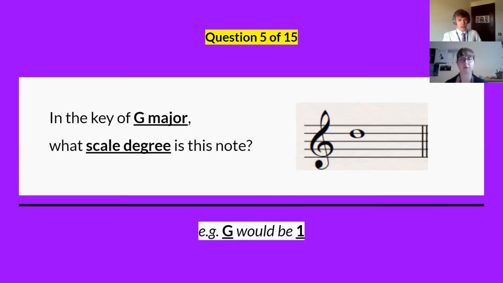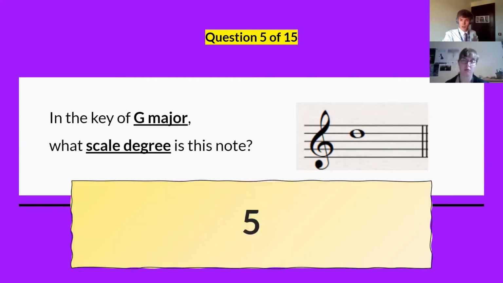Question number 5 was, in the key of G major, what scale degree is this note? Miss Morgan wrote this question and gave you a handy hint at the bottom, saying that G would be number 1. We can name our scale degrees just by using numbers. So in G major, this note, which is a D, is scale degree number 5, because if G is number 1, you just count up until you get to D.